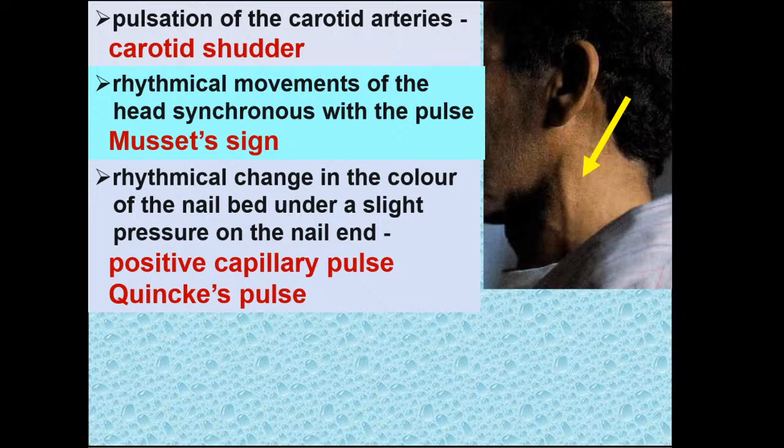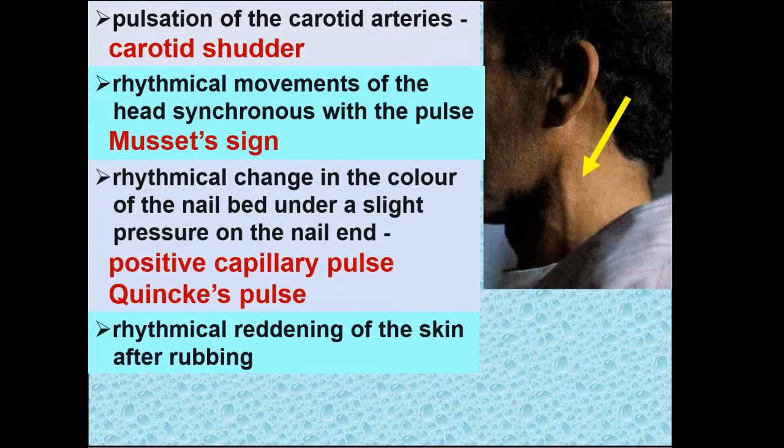If we pay attention to the capillary pulse, you can reveal a positive capillary pulse, because we see rhythmic alternation between white and red color of the compressed nail. Positive capillary pulse, or Quincke pulse. And if you rub the skin on any side of the body, sometimes you can also see it rhythmically reddish due to pulsation of capillaries, which are overfilled with blood during the systolic and empty during the diastolic period.